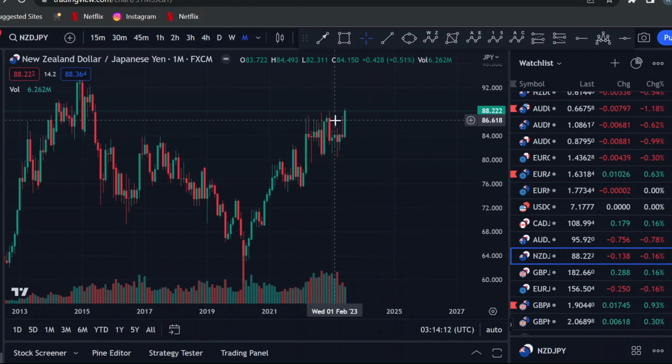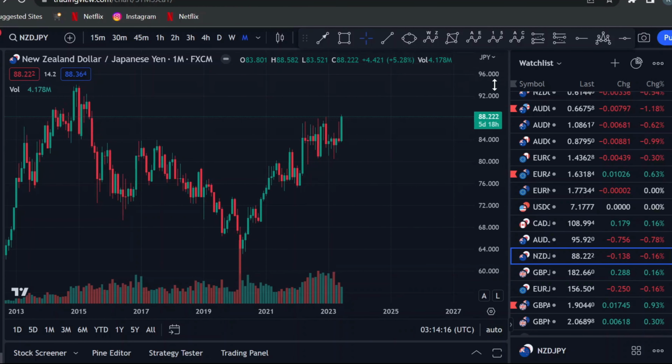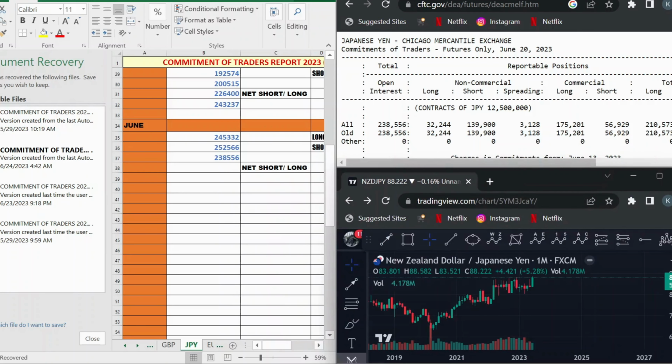Yeah, so that's the yen. Extremely short on the yen. So let's move on to euro.